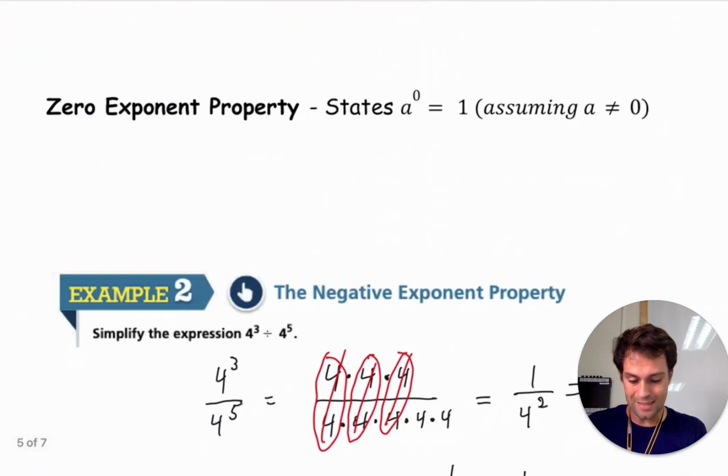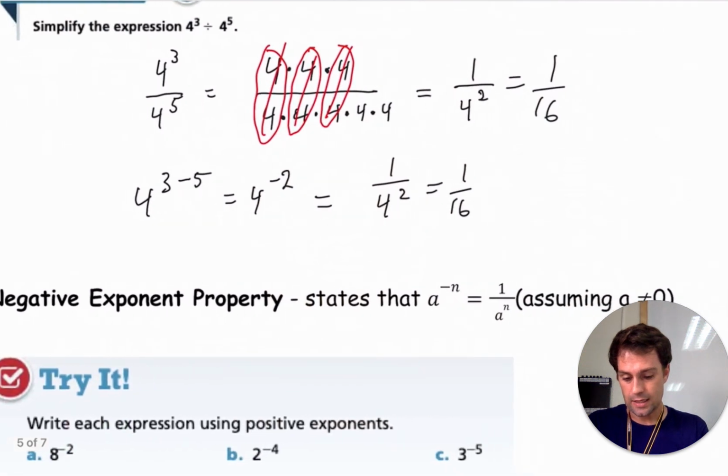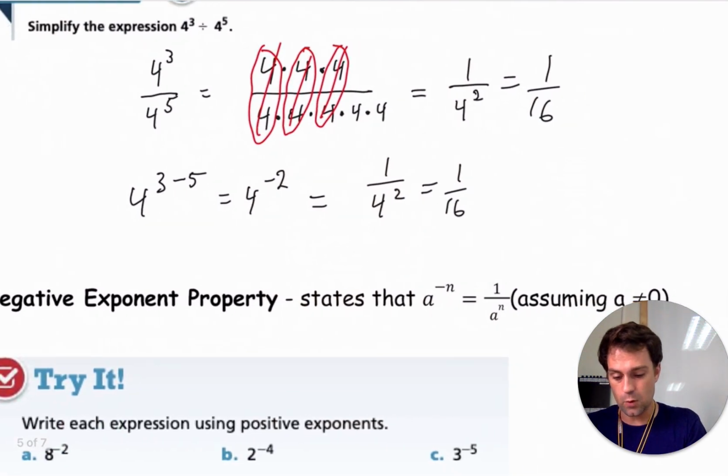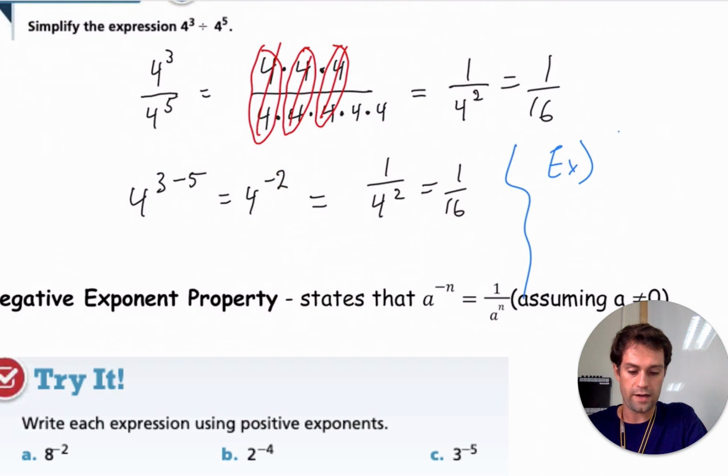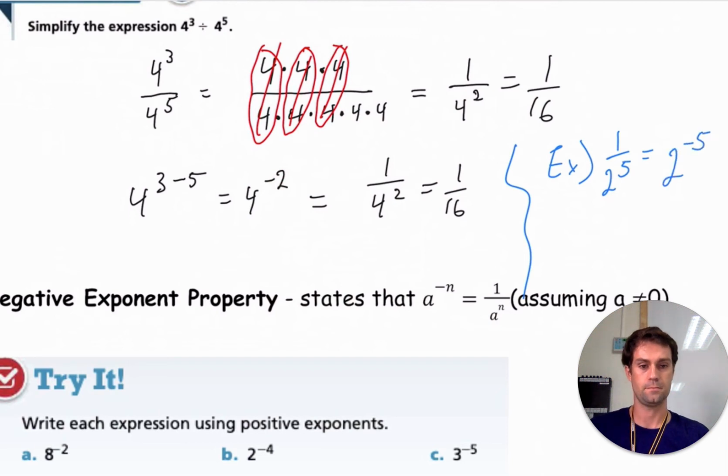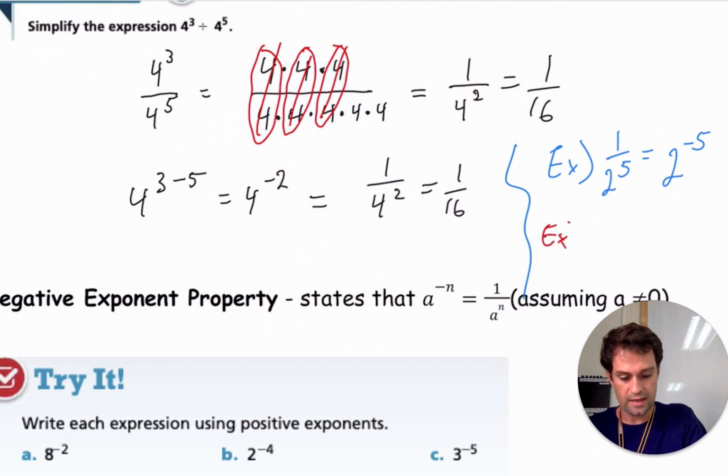Okay? So what that means is if you have a negative exponent, you can send it down to the denominator. So let's say, for example, we have 1/2 to the power of 5. That is the same as 2 to the power of negative 5. Or, here's another example. If we had 6 to the power of 4, that's the same as 1/6 to the power of negative 4.